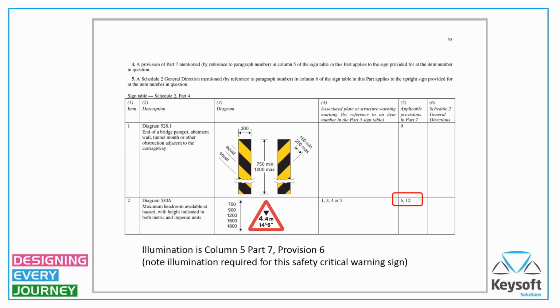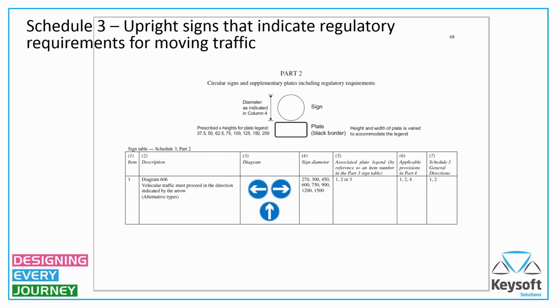Now, Provision 6 is illumination. So I can just mention there we've got illumination for Schedule 2 is column 5, Part 7, Provision 6. So maybe write that down, 576. So you'd know that Provision 6 is the one for illumination. And every time you're looking through Schedule 2 and you see number 6 in column 5, you know that that sign requires illumination. Just make a note there that this is the safety critical warning sign, so that's why number 6 is on there. So 576. Bear that in mind.